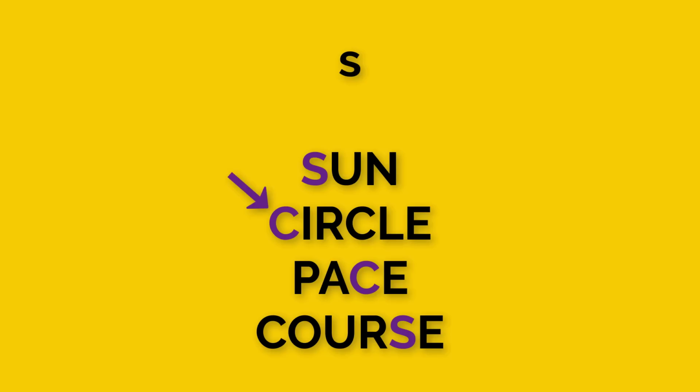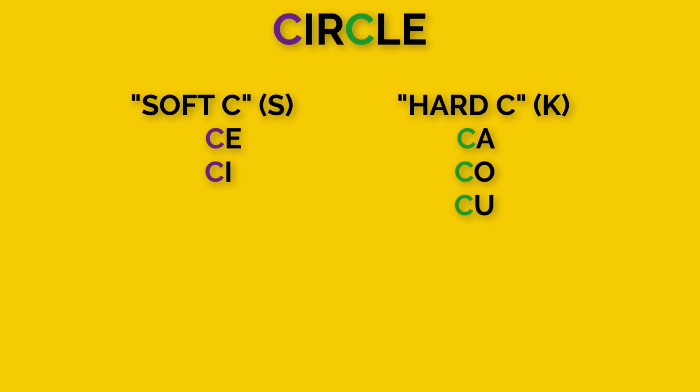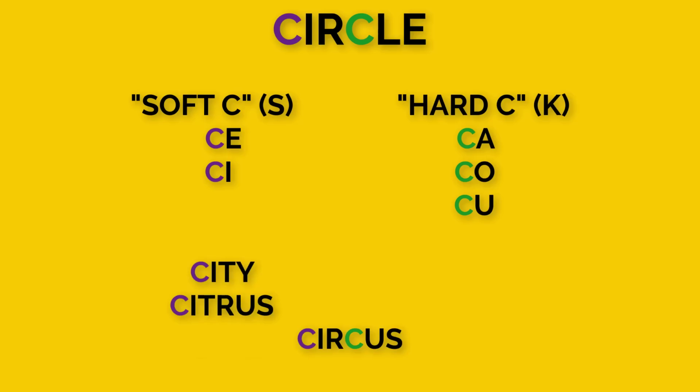It doesn't even explain why one of the C's in circle makes the soft s sound, while the other makes the hard k sound. Circle. The rule is usually that when C comes before I, it's soft, as in city, citrus, and circus. C is usually also soft before E, which is why you have the s sound in pace.